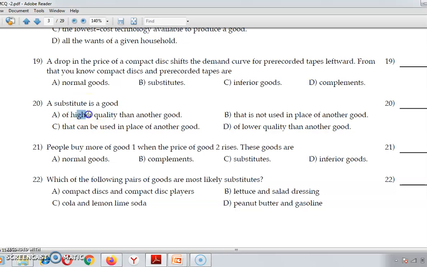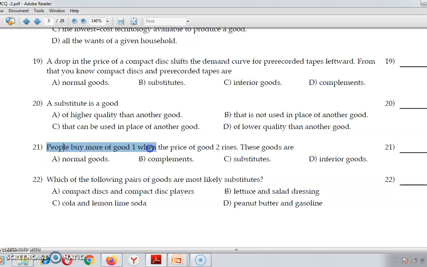A substitute is a good of higher quality than another good, that is not used in place of another good, that can be used in place of another good, of lower quality than other good. एउटा सी हो नि, जसले चाहिँ एकको अर्कामा विस्थापित, एकको सट्टामा अर्को प्रयोग गर्न सकिन्छ, that can be used in place of another good. C is the correct answer.